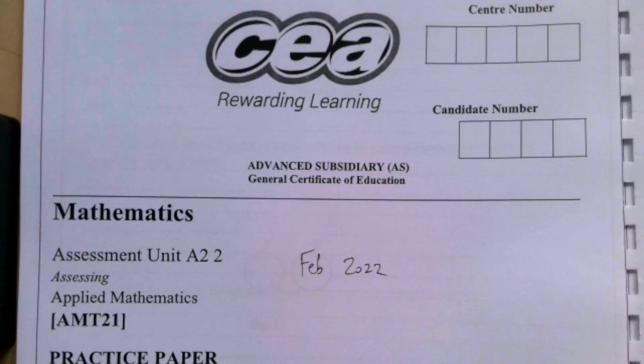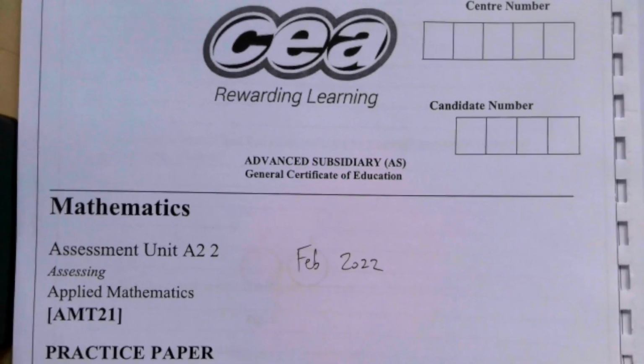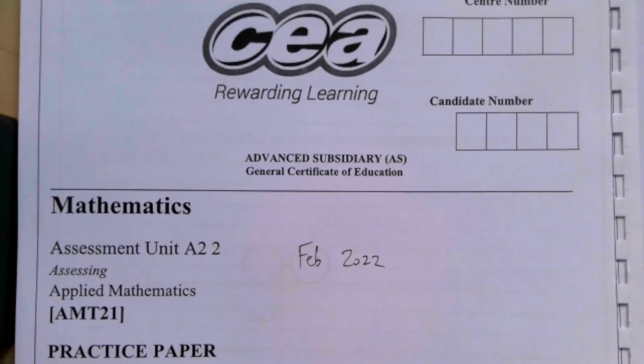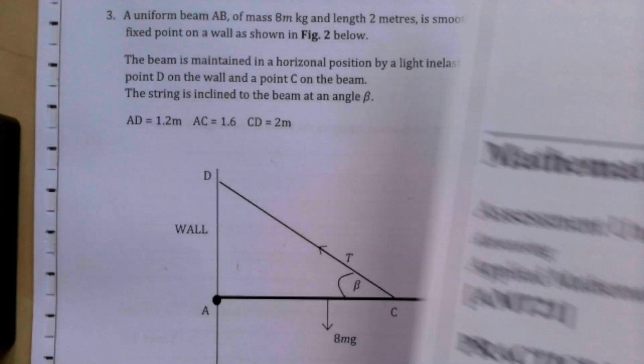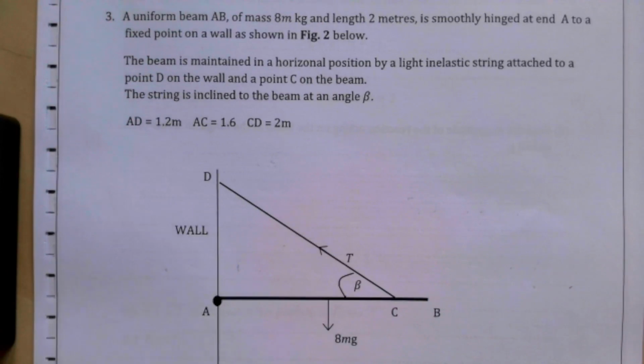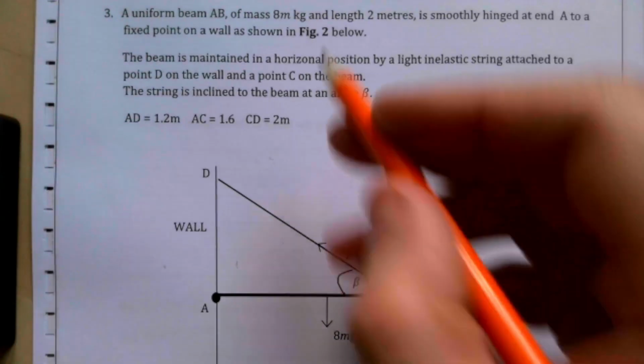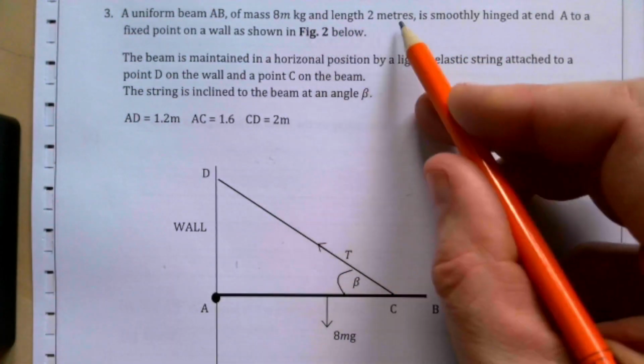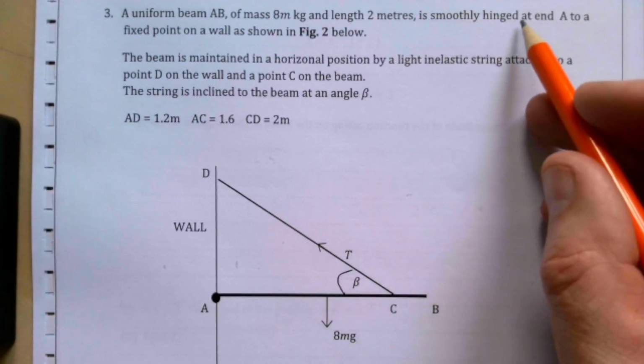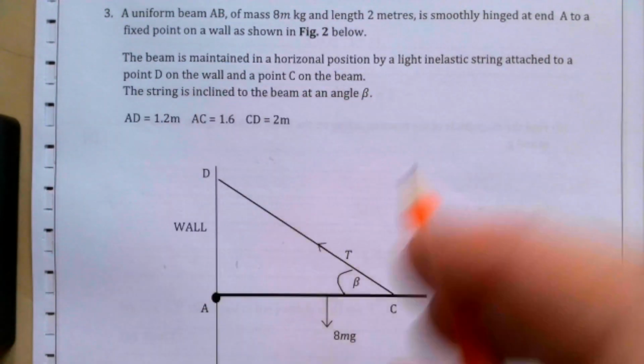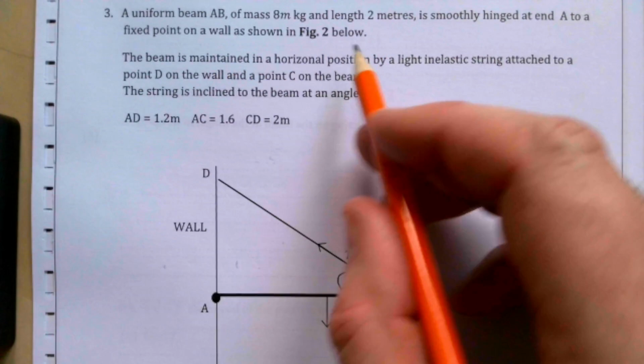This is a moments question from the CCEA practice paper from February 2022. Let's take a wee look then at the question. This is question number 3. Uniform beam AB of mass 8m kilograms and length 2 meters is smoothly hinged at end A to a fixed point on the wall as shown in figure 2 below.